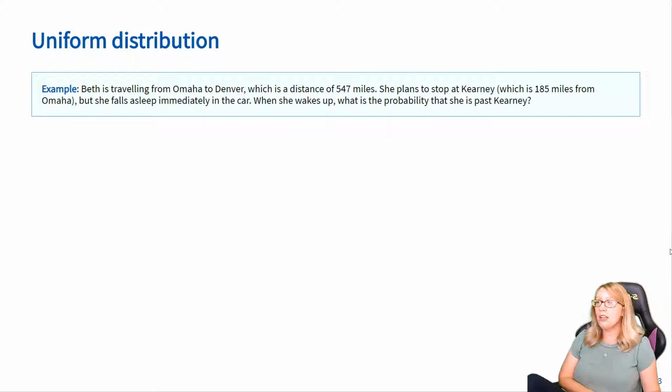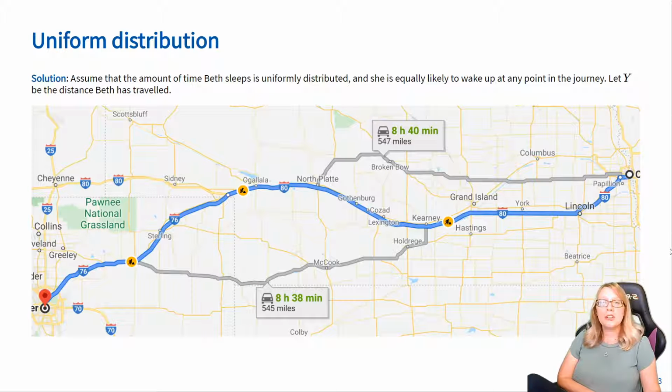So Beth is traveling from Omaha to Denver, which is a distance of 547 miles. She plans to stop at Kearney, which is 185 miles from Omaha, but she falls asleep immediately in the car. When she wakes up, what's the probability that Beth is past Kearney? So we'll assume that the amount of time she sleeps is uniformly distributed. We will also assume that she is not the driver. Furthermore, Beth is then equally likely to wake up at any point in the journey. So y is the distance that Beth has traveled.